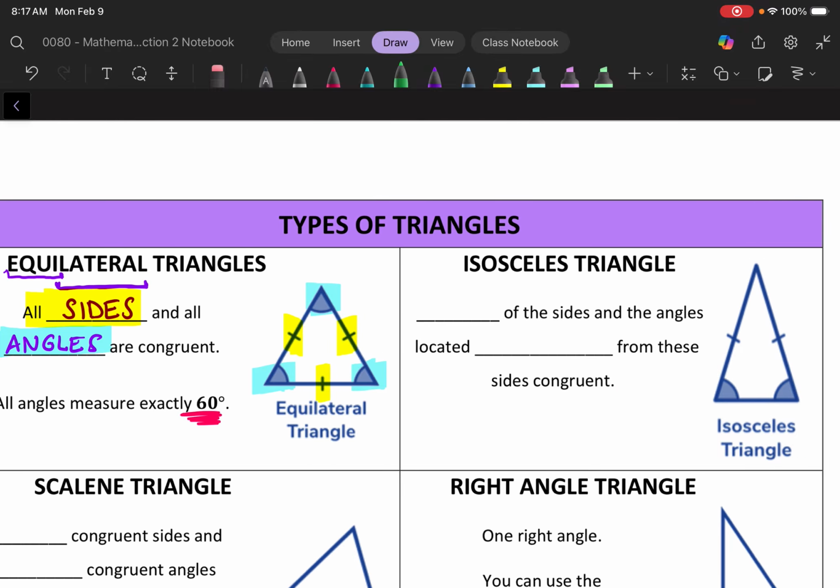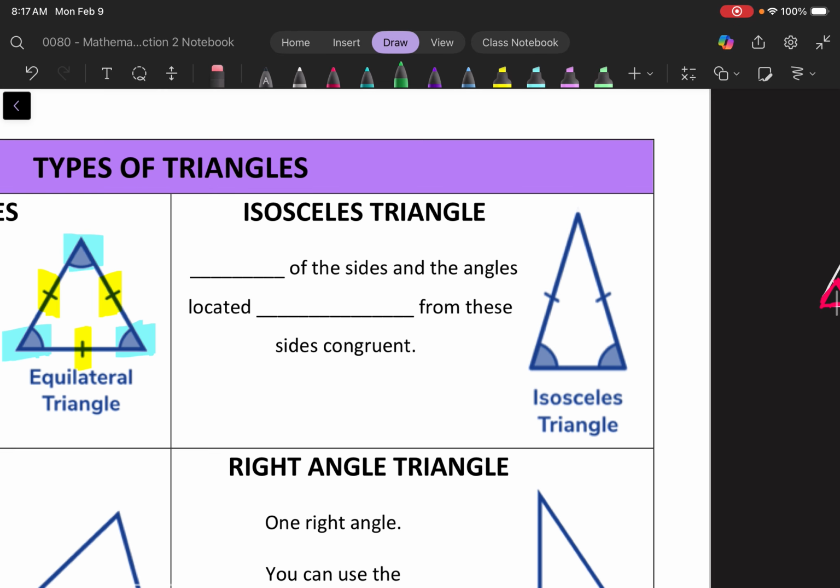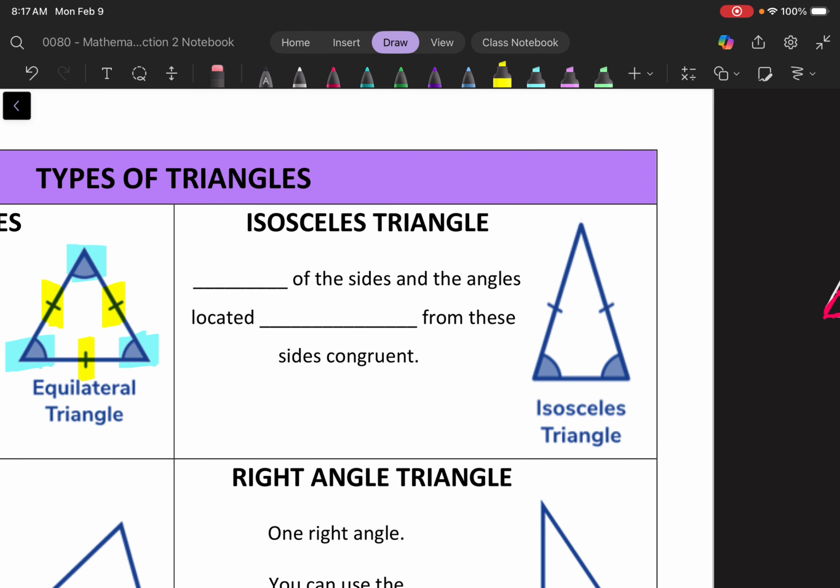Okay, the next type of triangle is an isosceles triangle. And again, if we're just looking at the diagram, I'm noticing I have two congruent sides because they have matching tick marks, and I have two congruent angles. Now, what I notice about the placement of those angles and the placement of the sides is, again, the whole opposite thing. So my congruent sides will always be opposite my congruent angles.